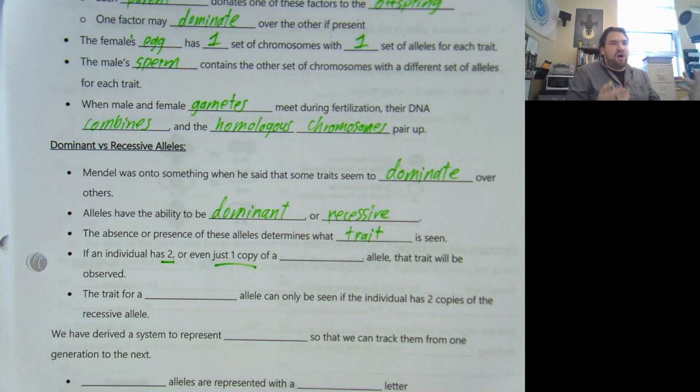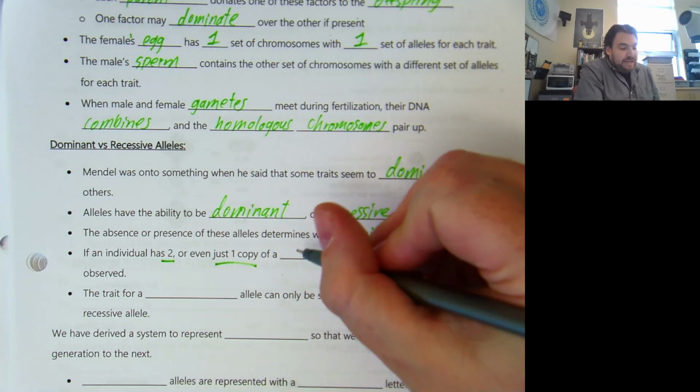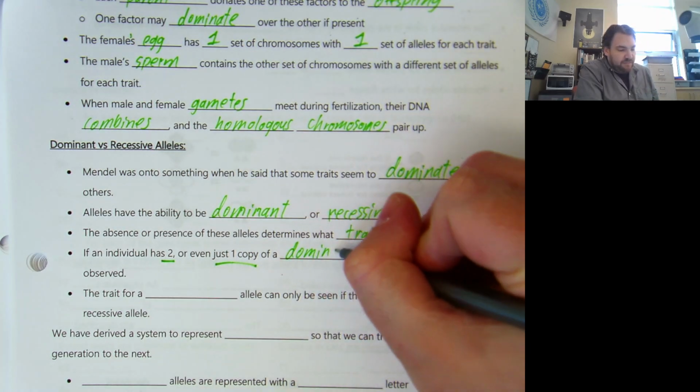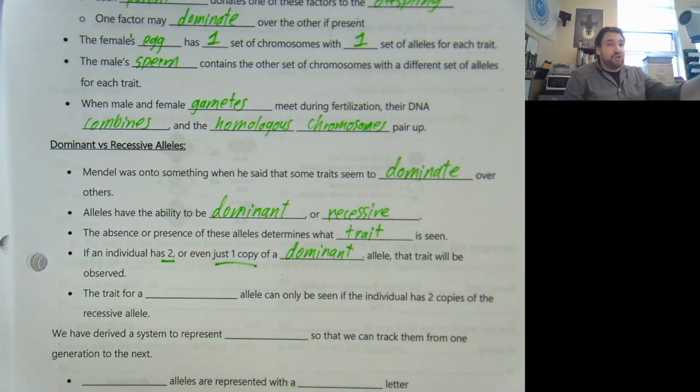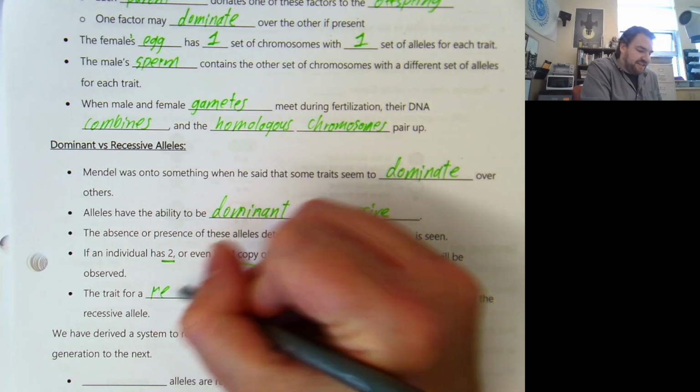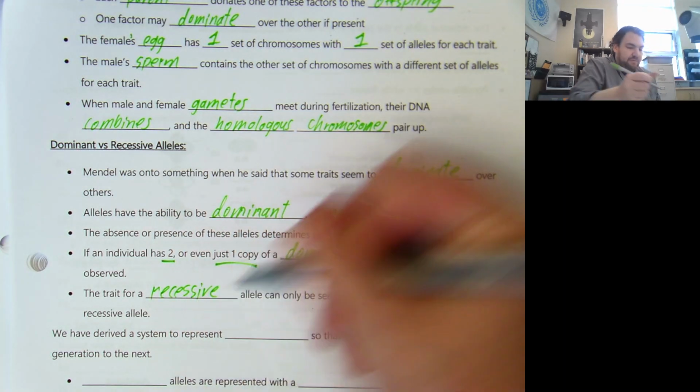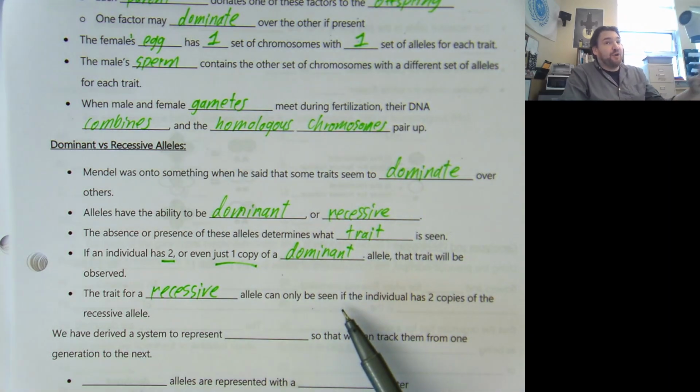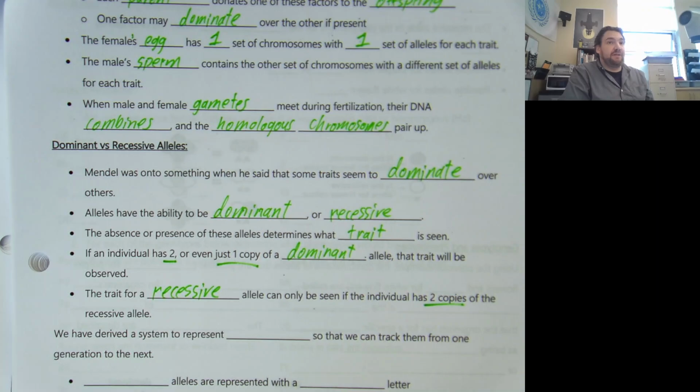If you have 2 dominants, obviously it's going to be dominant. But if you have a dominant and a recessive allele that show up together, all you need is just one of those dominant alleles to see the trait that it represents. The only way for a recessive allele to be seen is if there is no dominant allele present, and if you have two of everything, that means if you have a recessive trait, you have to have two copies of the recessive allele.